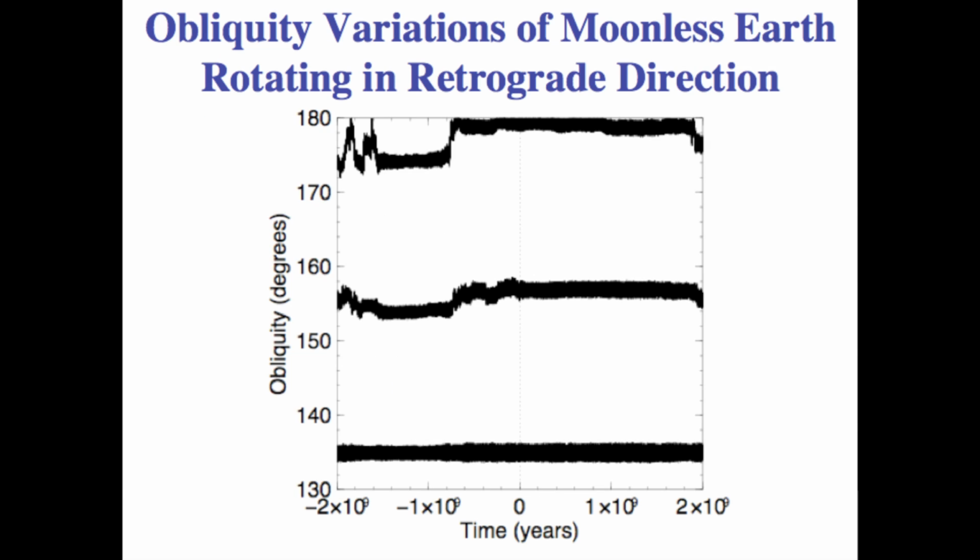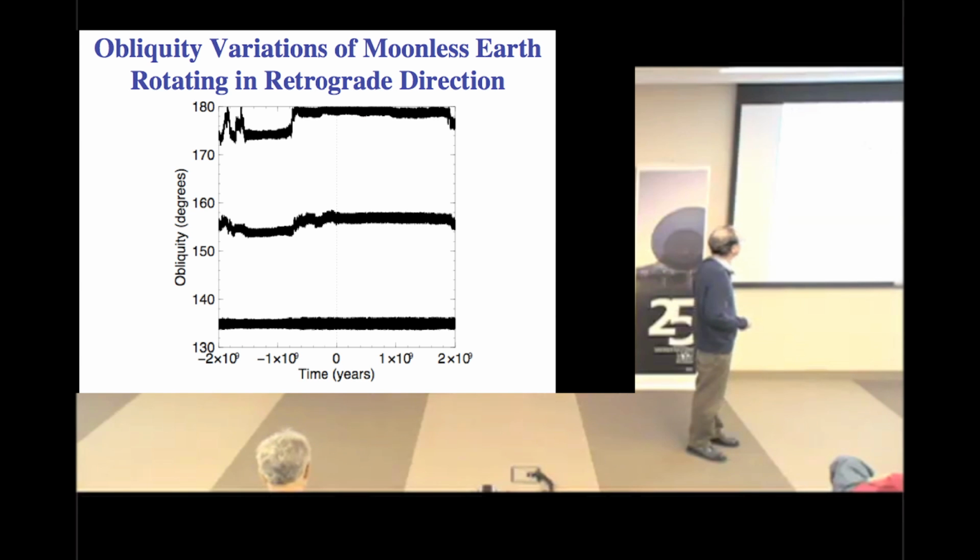Retrograde. This is the Earth spinning in the opposite direction it orbits. So the sun rises in the west and sets in the east. Think of it that way. Variations are very small. This one, they're comparable to the actual Earth with a moon.